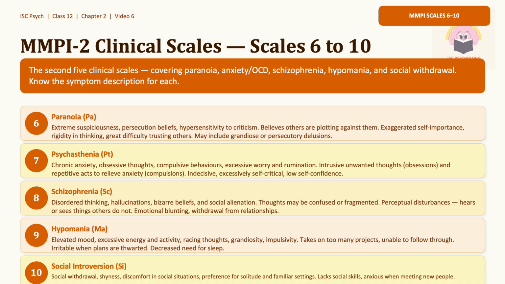Finally, the last scale is social introversion, denoted by SI. This scale measures the tendency to withdraw from social contact and social situations, that is, to be reserved, inhibited, and uncomfortable in interpersonal settings. A person scoring high on this scale tends to prefer solitude and small, familiar social settings over large social gatherings. They are shy, reserved, and uncomfortable meeting new people. They may lack social skills and feel anxious in social settings. They are not necessarily unhappy, they simply prefer less social stimulation.